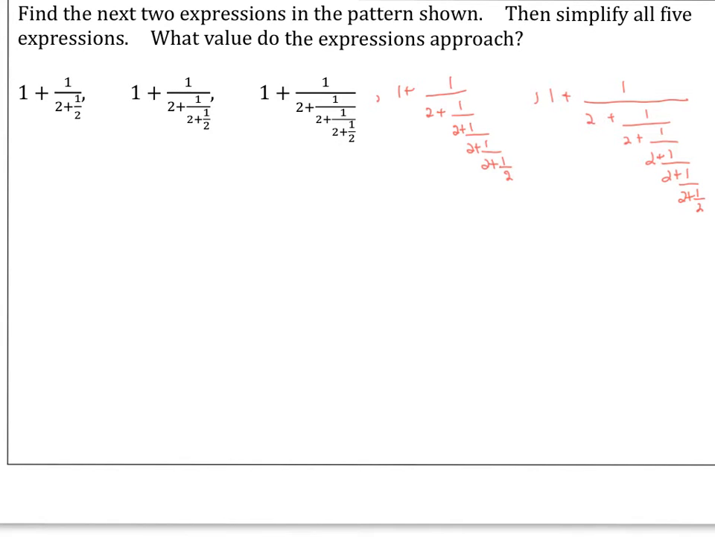Okay, I'm going to quickly work this out for you. You might need a calculator. It says find the next two expressions in the pattern shown, and then you would have to simplify all 5 expressions and then determine the value the expressions approach. Now the first one, after we simplify this, we should get 7/5. And you can try working these out on your own.